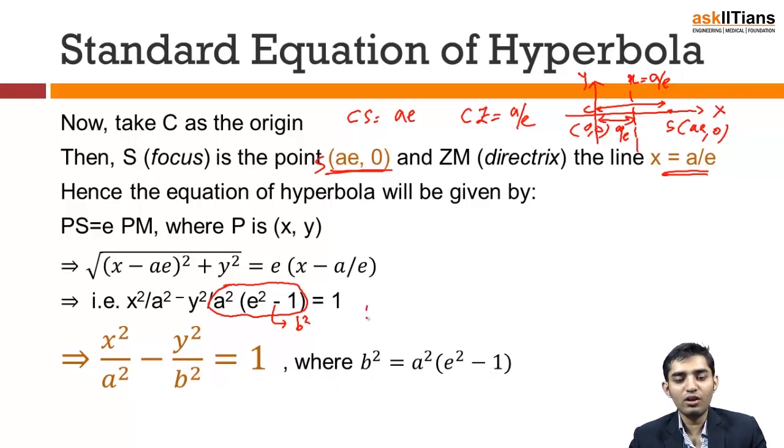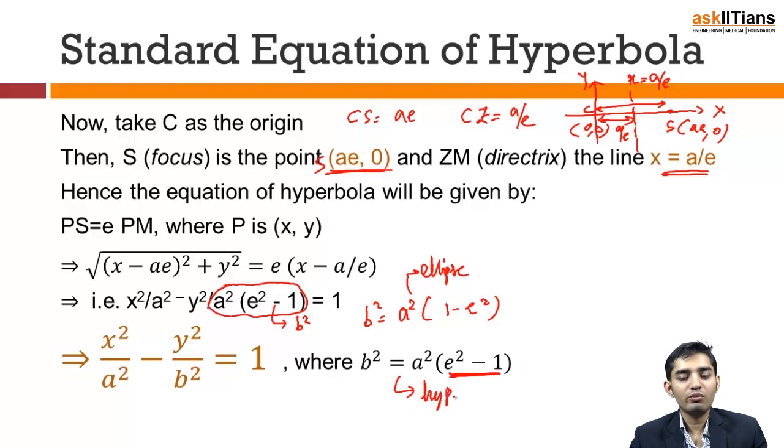Remember, in case of ellipse it was 1 minus E square. This is in case of ellipse. Here it is E square minus 1, because in case of hyperbola E is greater than 1. So this is in case of hyperbola.